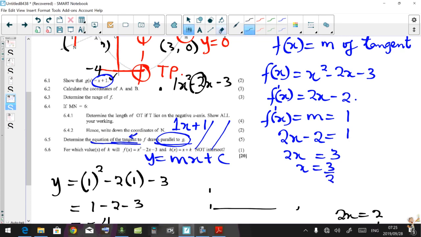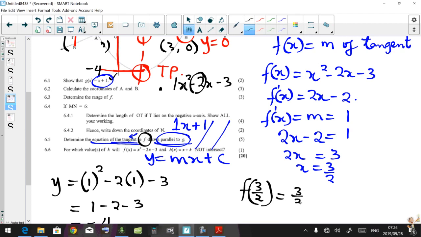Alright, so the point of intersection is at x equals 3 over 2. What do I need to do to get my y value? I substitute that back into the original equation, because it said equation of the tangent to f. So what is my y value? Remember my f of x? Already I know my x value. f of 3 over 2 therefore will be equal to what? 3 over 2 all squared minus 2 times 3 over 2 minus 3.